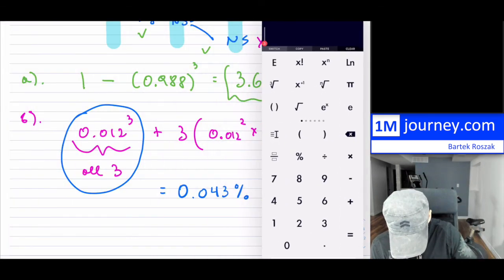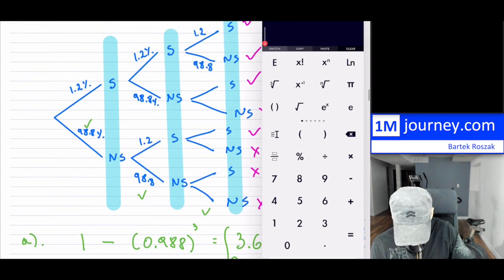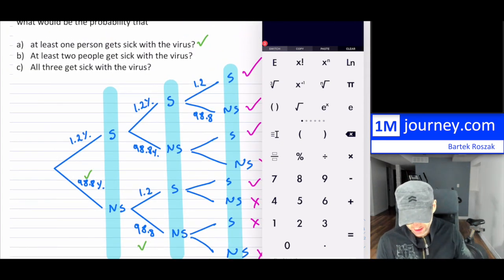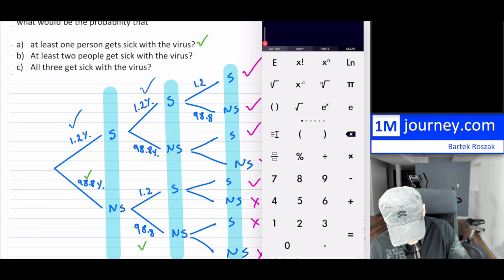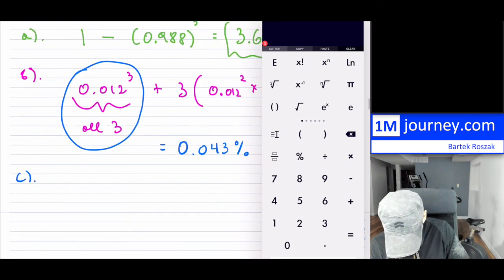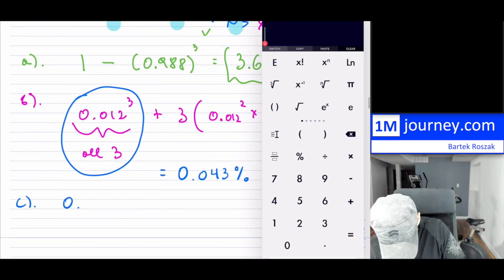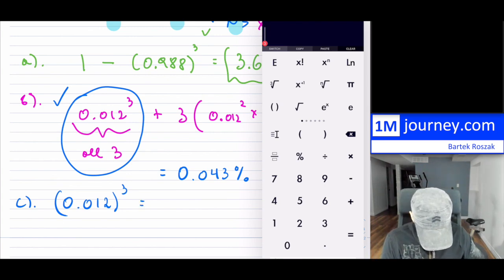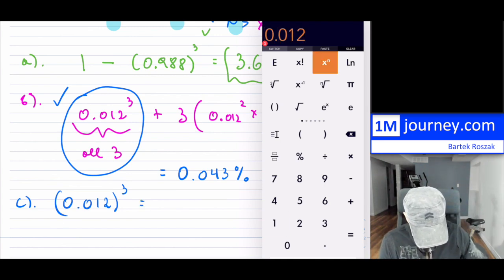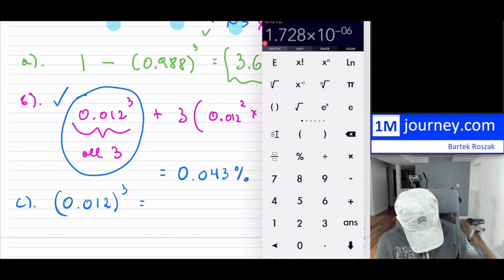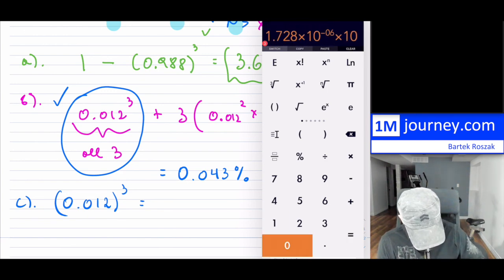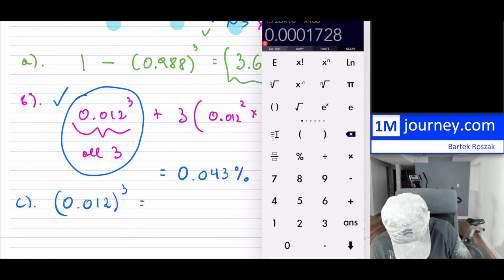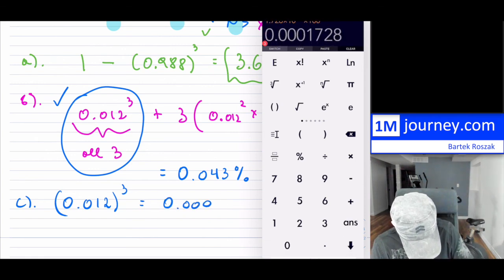Now the last one, part C, is all 3 get sick. Well, all 3 getting sick, there's only one of those. So what we will have there is 0.012, cubed. It's basically all of this. So what will that be equal to? 0.012 cubed equals, and I'm going to take that answer again and multiply it by 100 to change it to a percent. We're going to get a very tiny amount. Again, you can round it if you want to.